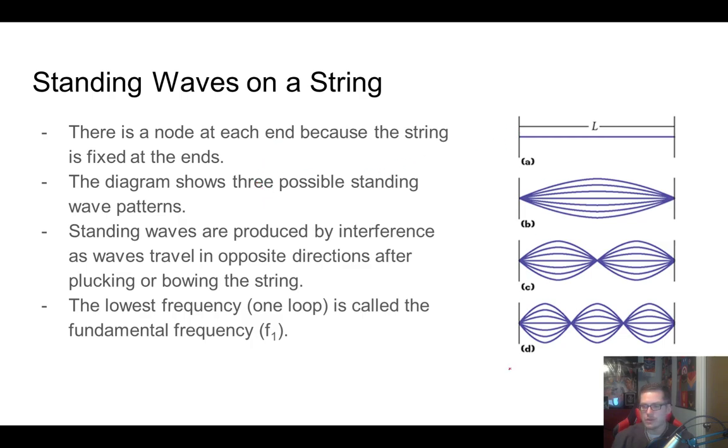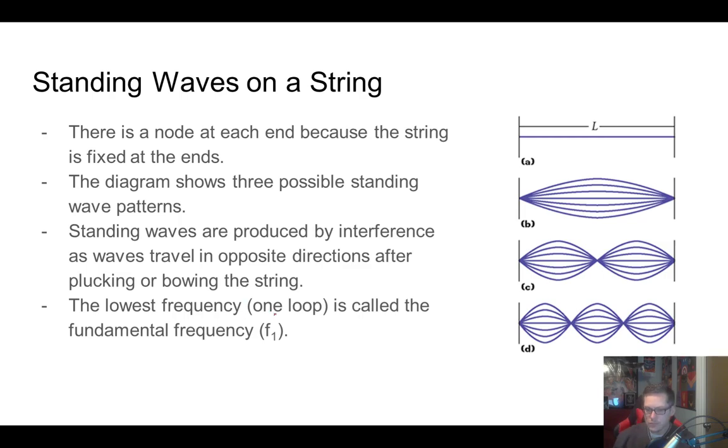So this diagram here shows three possible wave patterns, and you can actually have infinitely many of these wave patterns. You just get more of these loops. Whenever we're talking about standing waves, we're always going to be talking about loops. A loop is just going down and up and back again. So this would be one loop here. C here would be two loops, and D would be three loops.